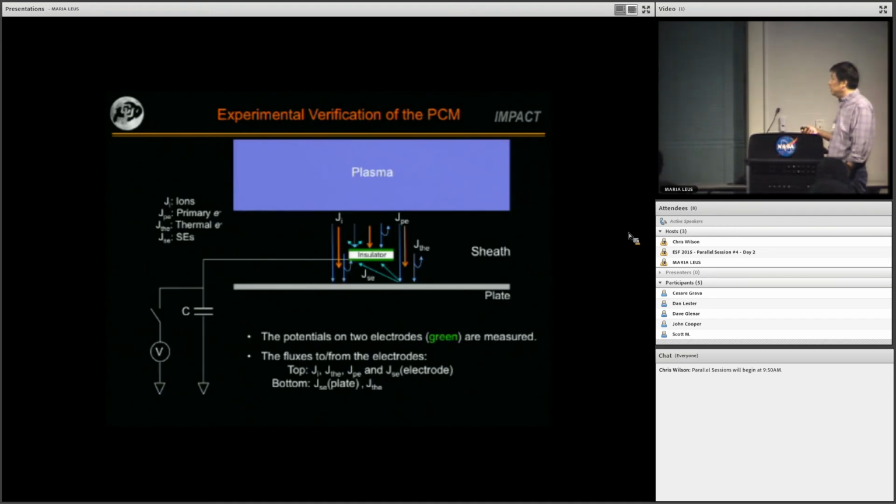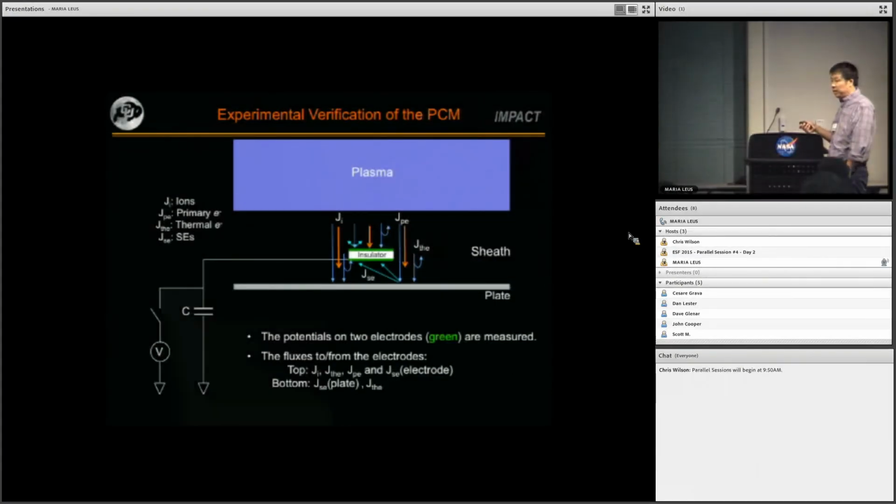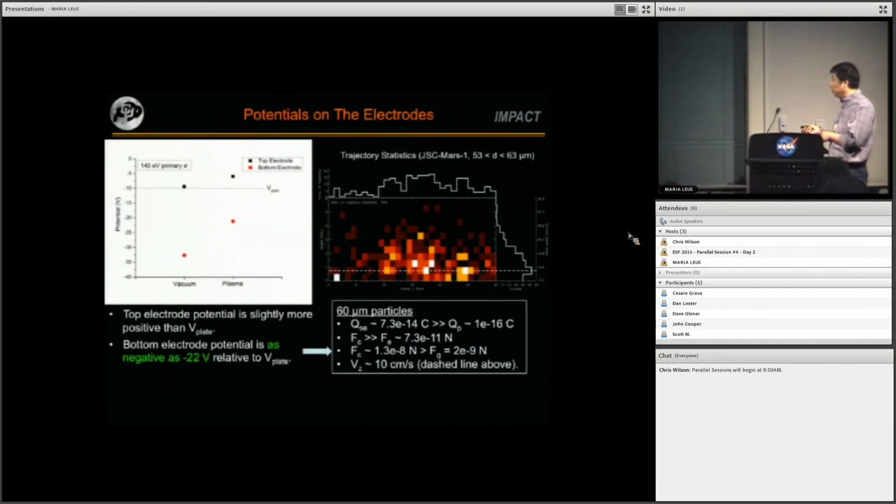So to test this model, we did a first attempt with experiments. I have 2 electrodes sitting on top of each other and insulated in between. We put the electrodes in the sheath right above the plate. And when you turn on the plasma, here you see the drawing of all the particle fluxes. So the top electrode basically sees all the plasma fluxes. However, the bottom electrode basically only sees the secondary electrons and some thermal electrons. So they collect different fluxes. It's supposed to charge differently.